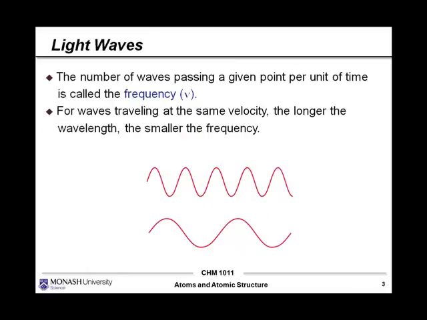The number of waves passing through any given point per unit of time is called the frequency, and it's often indicated using this Greek letter nu. Notice this is not the letter V, it's actually a Greek letter. For waves travelling at the same velocity, the longer the wavelength, the smaller the frequency. In these two examples here, this wave has a shorter wavelength than this wave here. So this wavelength has a higher frequency.